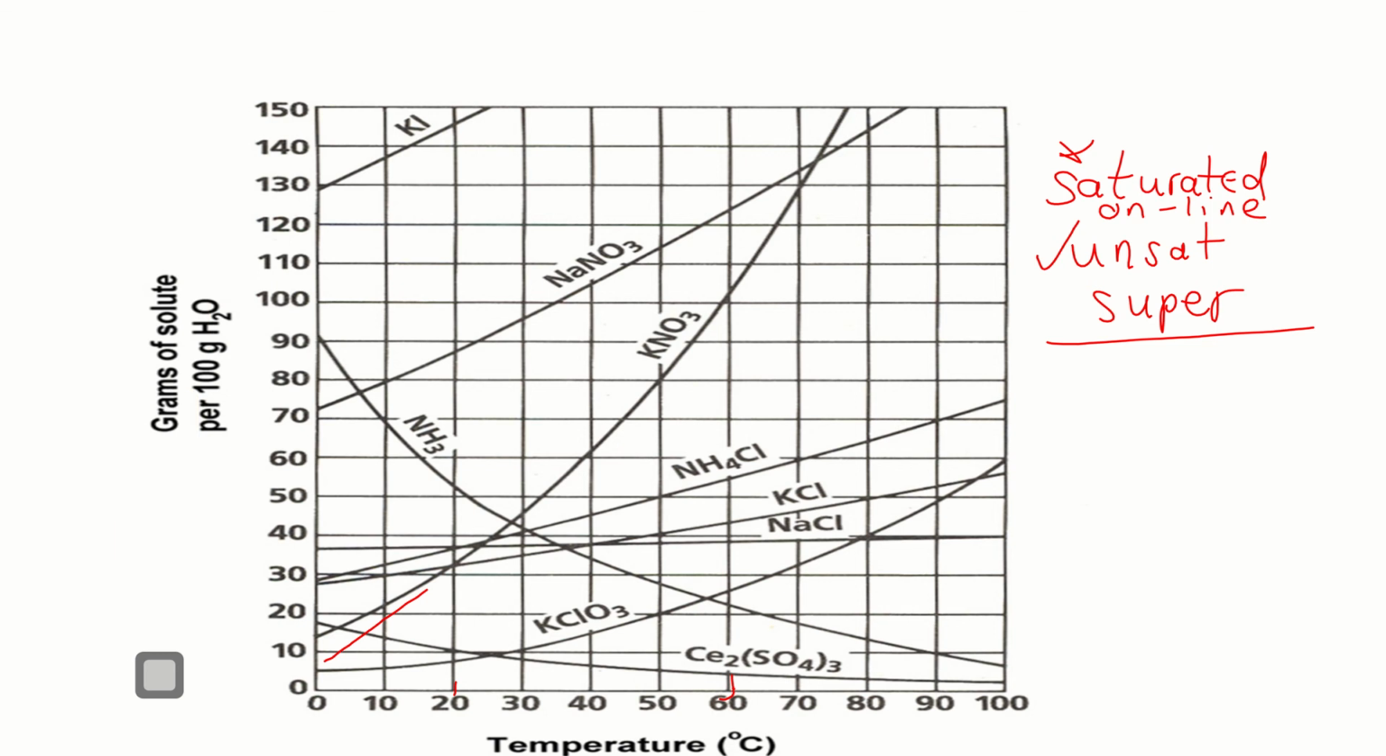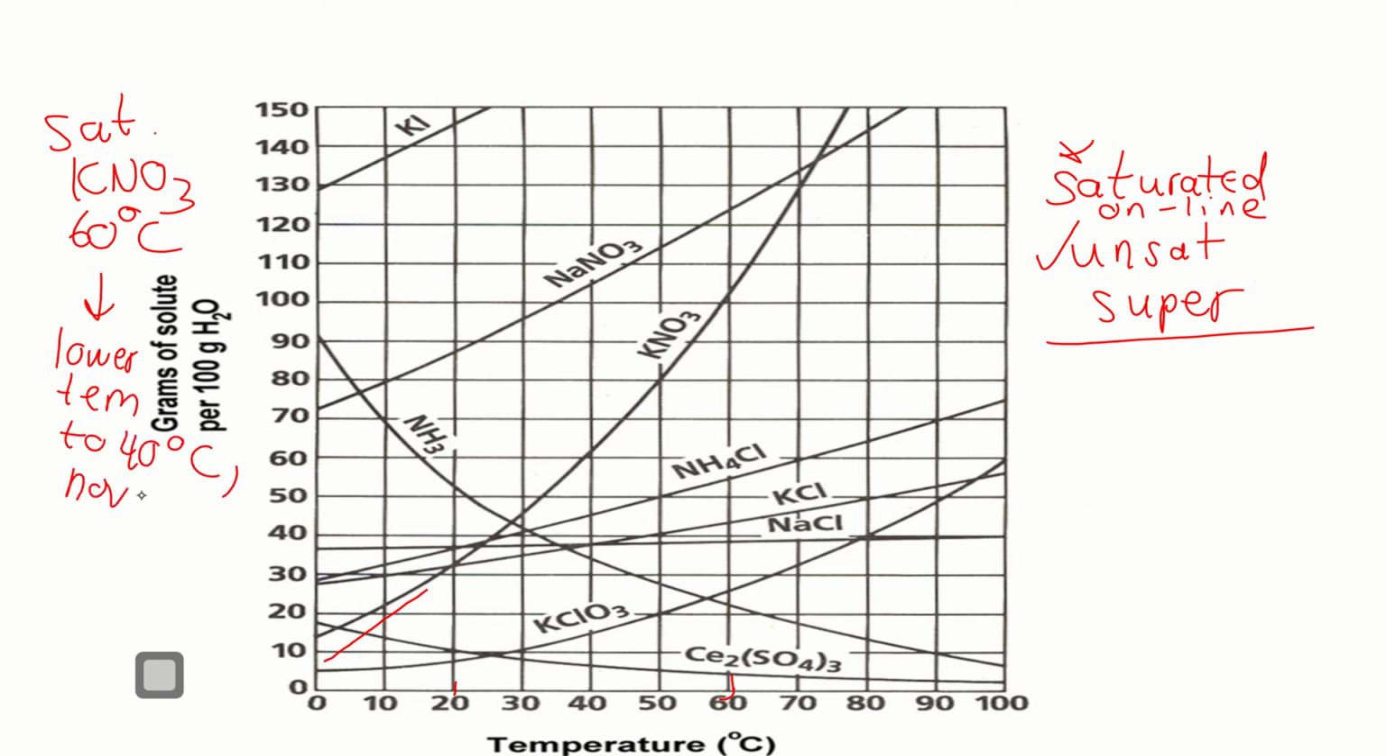What if we get this question? Well, I was going to use this one before already. Let's say I have a saturated solution of KNO3 at 60 degrees Celsius. So I'm using that one, 60 degrees Celsius. And then I lower the temperature to 40 degrees Celsius. How much will precipitate? How much will come out of solution? Remember, precipitate means that's a solid coming out of the solution.